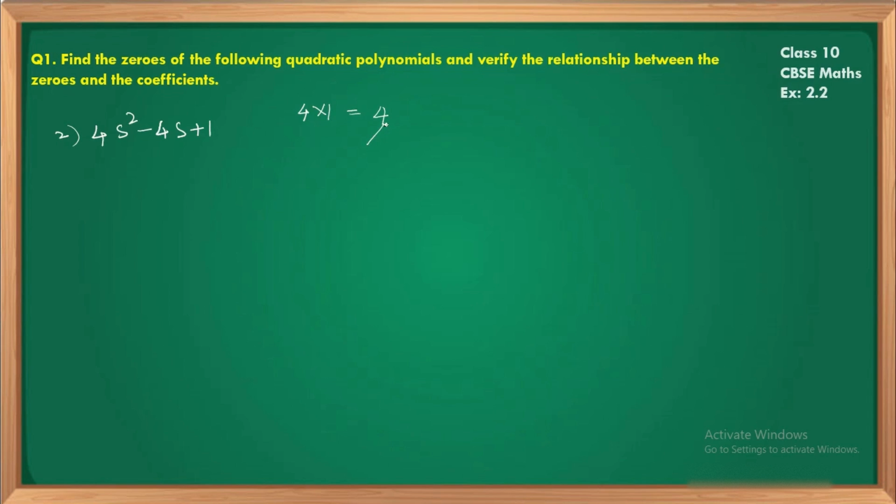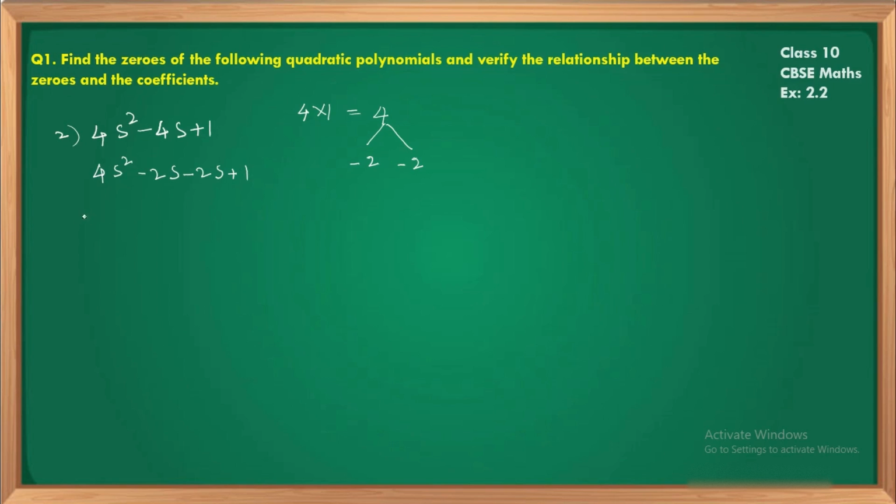Now you have to find the factors of 4. 2 into 2 gives you 4. But you have to have minus 4. To break this minus 4s, you have to have minus 2 and minus 2. Minus 2 and minus 2 gives you plus 4, and when you add them, you get minus 4. Therefore, you can write this as 4s squared minus 2s minus 2s plus 1.